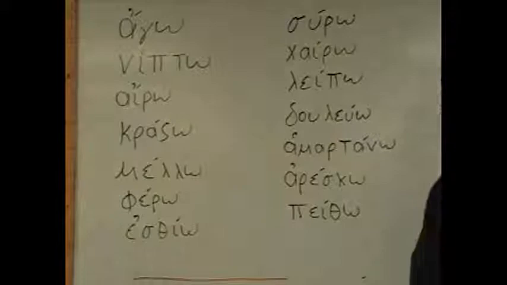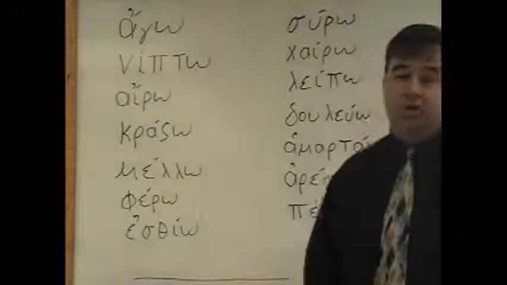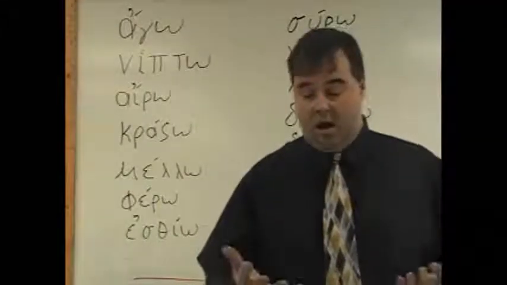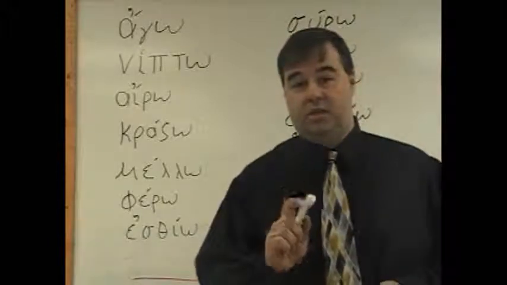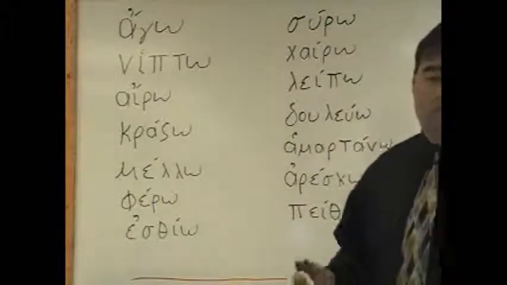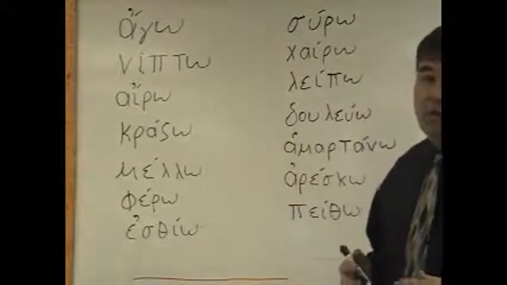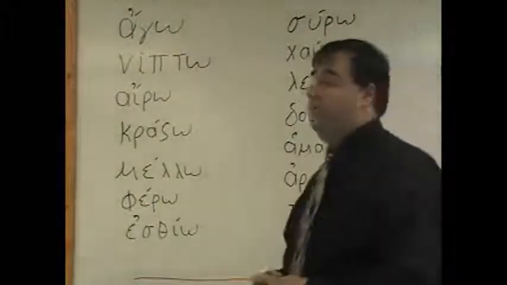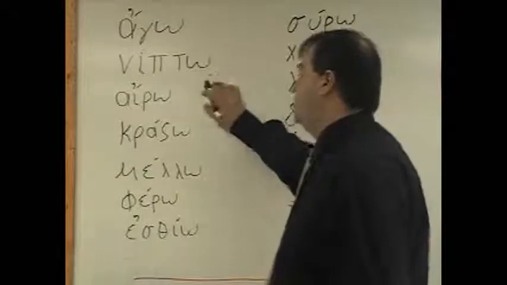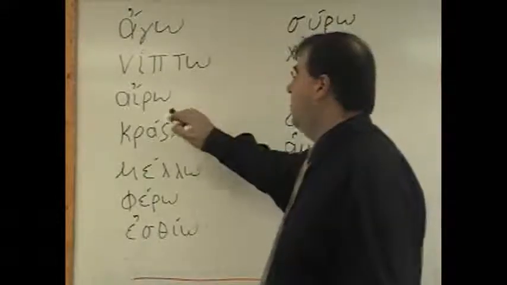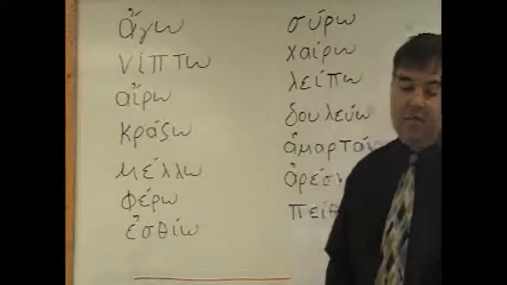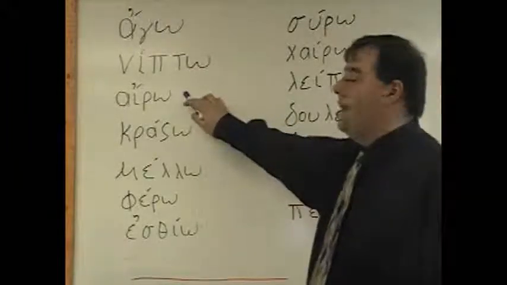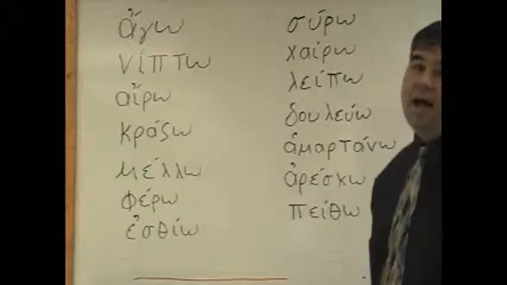Nipto. Nipto means I wash, and this time it means I wash my hands, my feet. I wash part of me. Yesterday we learned a word called luo, which meant I wash all of me. Okay, so nipto, I wash part of me. Now, airo means I take up or bear. I take up or bear. Airo.